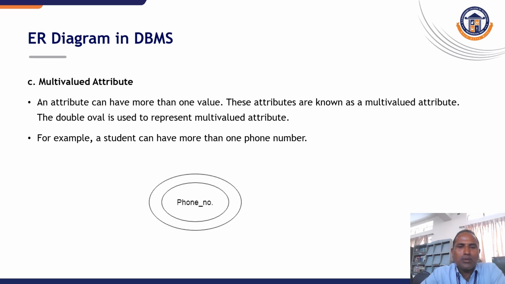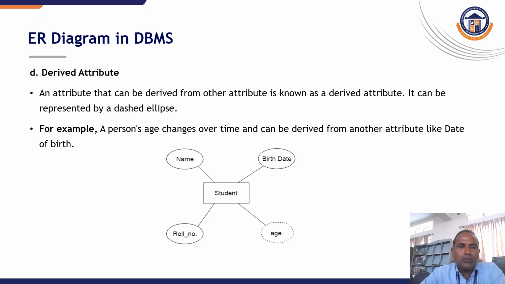The third one is the multi-valued attribute. If your attribute has more than one value, then it is called a multi-valued attribute. For example, in this case, we are taking phone number. A single person can have more than one phone number. This is an example of multi-valued. The next one is the derived attribute. If one attribute is derived from another attribute, then it is called a derived attribute. For example, age is a derived attribute because we can derive age from another attribute called date of birth.